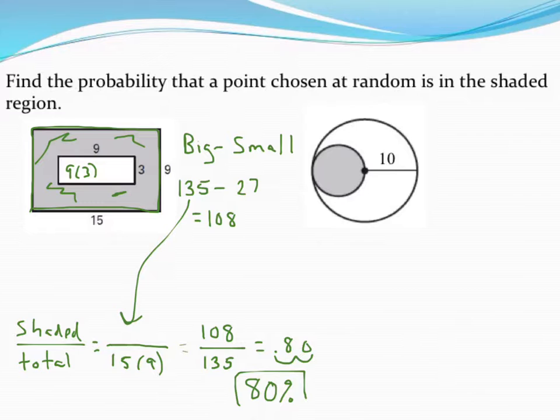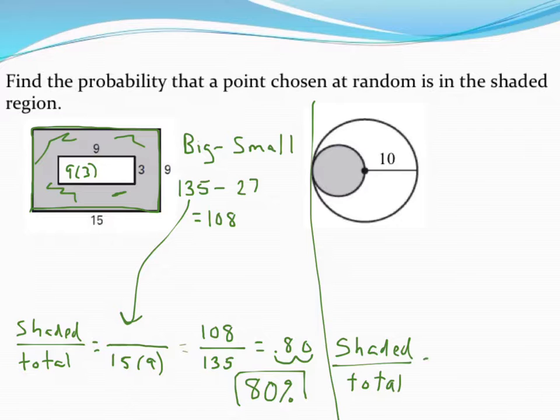Okay, let's try one more right now with a circle, and then we'll finish up with our last one on the next page. So once again, our thinking is going to be the shaded area over the total area for these figures. So let's do the total area first. I like to start there.